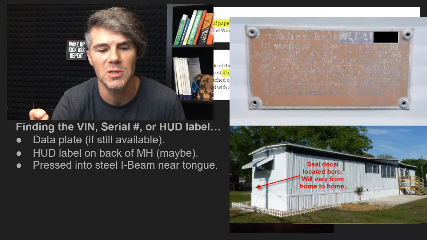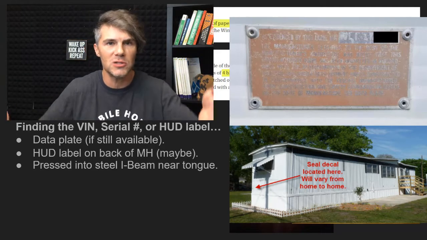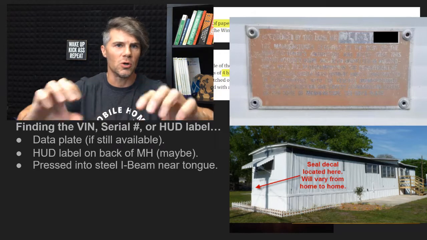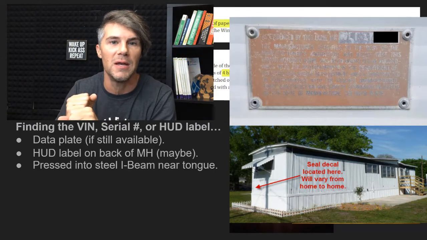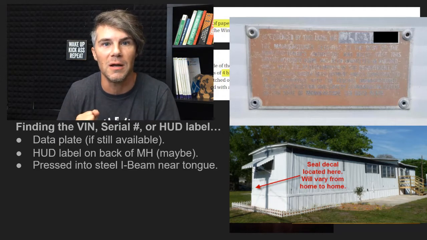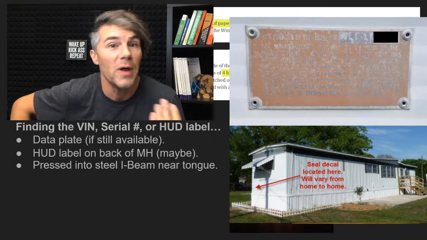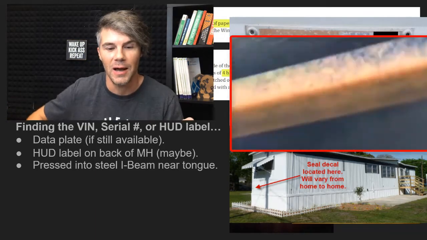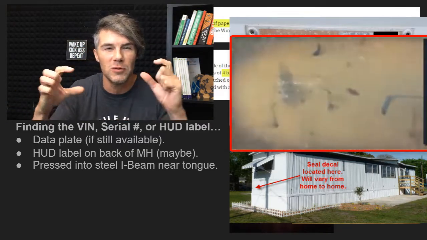Now, this is interesting. Sometimes it's pressed into the steel I-beam. Now, that's a good idea. The mobile home has these two I-beams going underneath the home, big girders to support the weight of the manufactured home, and they just stamp that VIN number right into the metal. Now, this is genius. Why don't all companies do this? I don't have an answer for you. That's a question. Why don't all companies do this? And even press it like every 6 feet, so you don't have to go hunting for it.